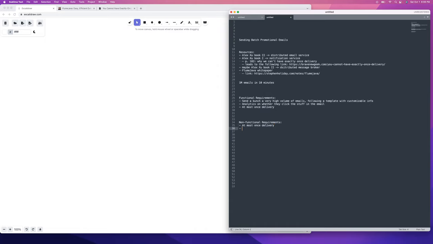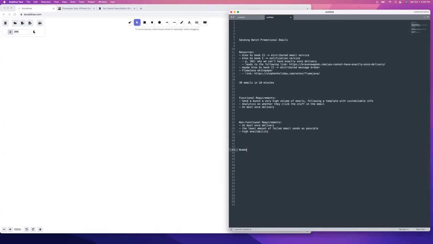We want to have the least amount of failed email sends as possible. That relies on availability. High availability is kind of a requirement for this, and is kind of important. I don't know how else to describe some of these things. I think this is just what we have for this.